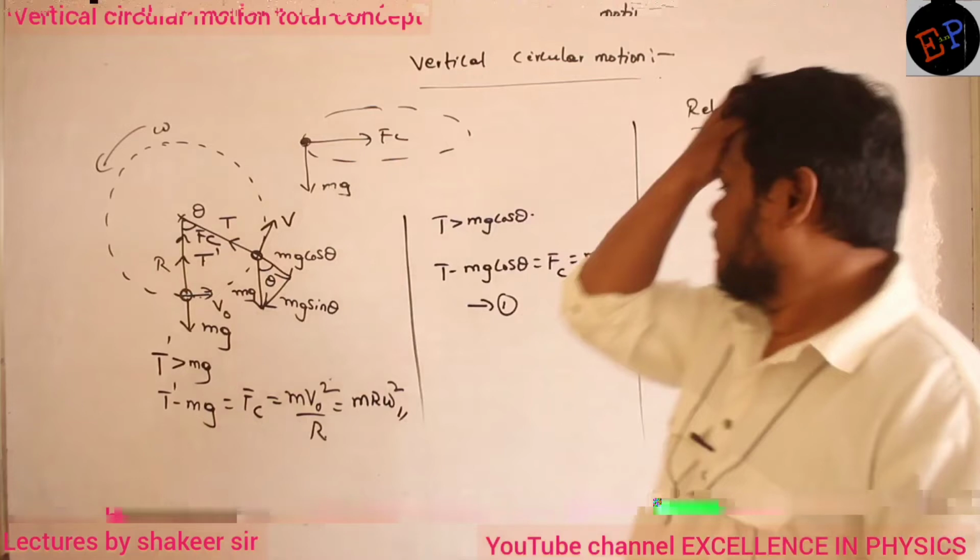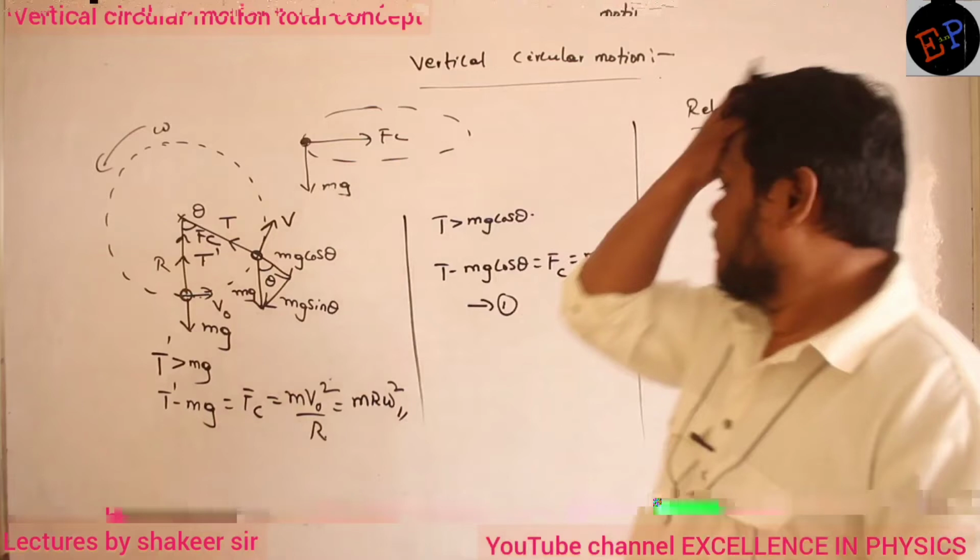This is 2gl only, no? Sorry, this is 2gl. So therefore, minus 2gl divided by 2gl. So how much is it? Cos inverse of minus 1. So what is meant by cos inverse of minus 1? 180 degrees, because cos 180 is minus 1. So cos inverse of minus 1 is 180 degrees. So therefore I will get the alpha value as 180 degrees.